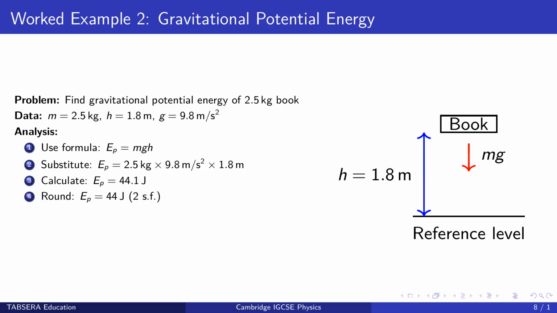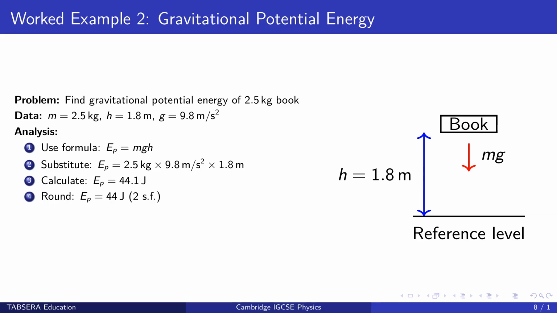The problem is, find the gravitational potential energy of a 2.5 kilogram book on a shelf. The data shows mass equals 2.5 kilograms, height equals 1.8 meters, and gravitational field strength g equals 9.8 meters per second squared. Now we analyse.